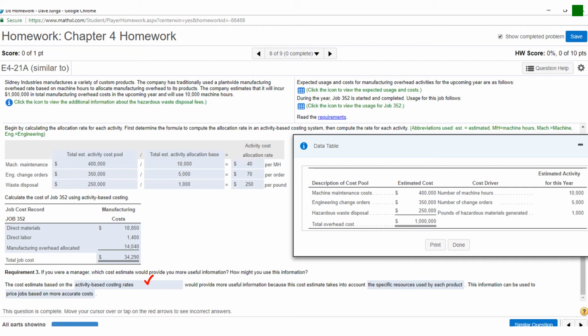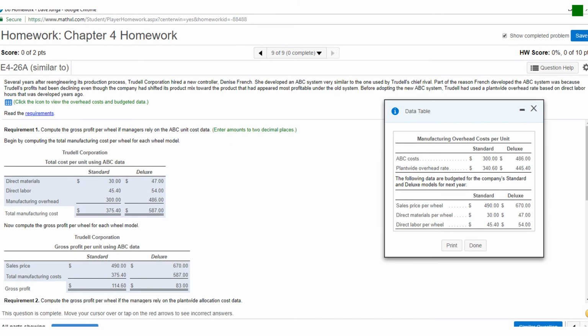Would provide more useful information because this cost estimate takes into account the specific resources used by each product. Hint, that's cause and effect. It says information can be used to price jobs based on more accurate costs. So again, it's all about accuracy.